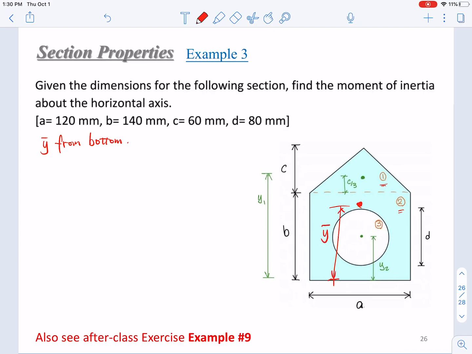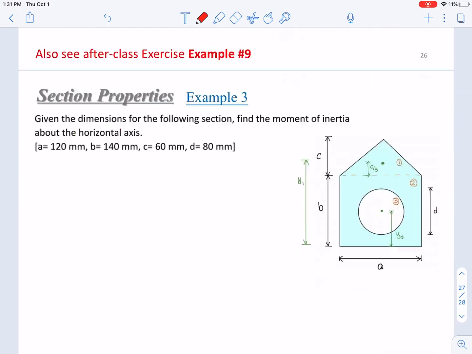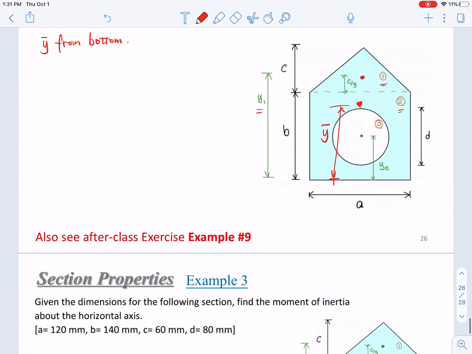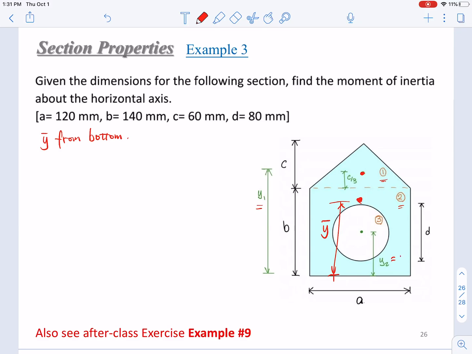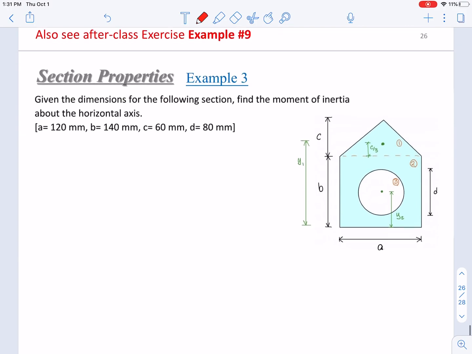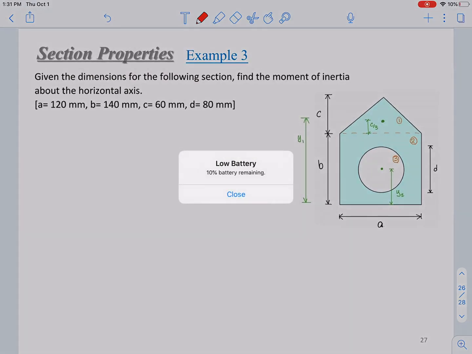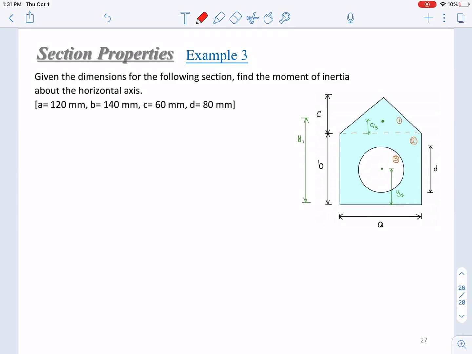Okay, then you can see that we have the centroid of this sub-area 1. Then you can define a y1, a sub-area 2, you can determine a y2, and y2 equals y3, since their centroids are overlapping together. Okay, so based on this analysis, let's try to find out the centroid. First step, centroid, we're determining y bar.